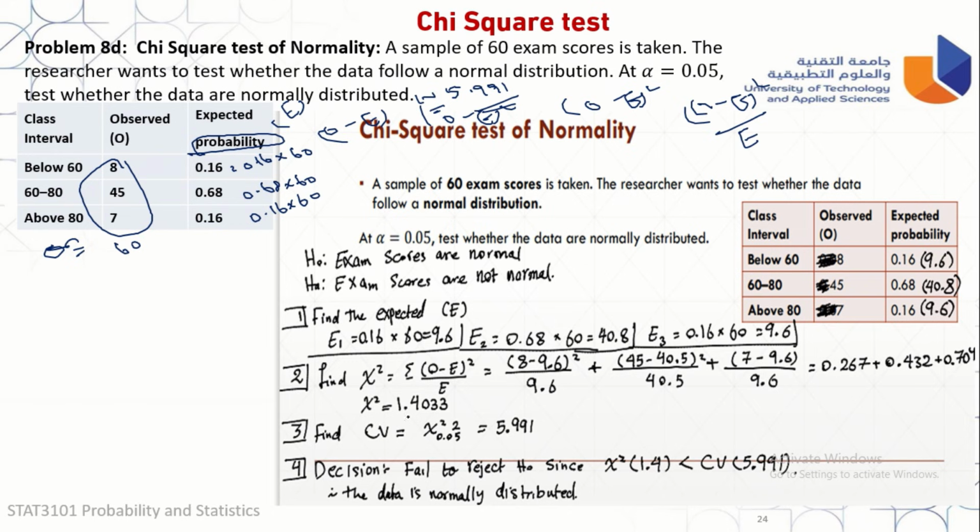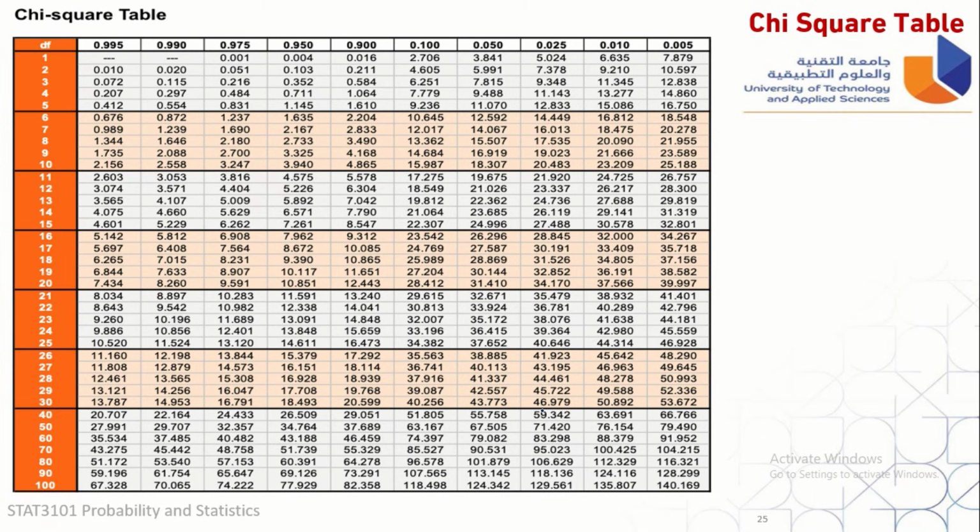And this is the total. What is the total? 1.4033. What value have they given? 5.991. How has this 5.991 come? It is 2 df, correct? 2 df with 5%, 5.991.